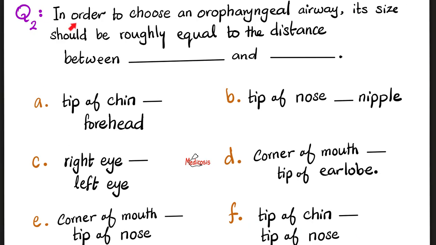And here is today's question. In order to choose an oropharyngeal airway, its size should match or be roughly equal to the distance between blank and blank. Is it the tip of the chin and the forehead? Is it the tip of the nose and the nipple? Right nipple or left nipple, I don't care. Right eye to the left eye, between the corner of the mouth and the tip of the earlobe, between the corner of the mouth and the tip of the nose, or between the tip of the chin and the tip of the nose. Pause the video, let me know your answer in the comments. You will find the answer key in an upcoming video in this EMS playlist.